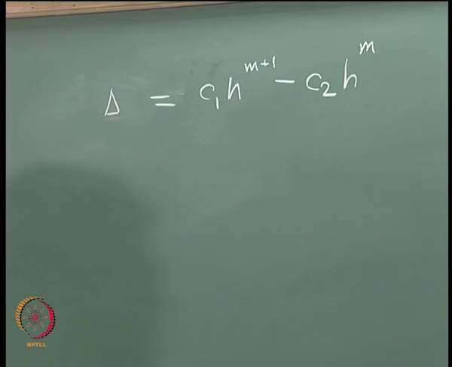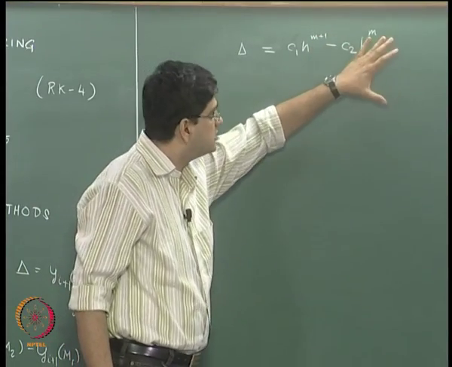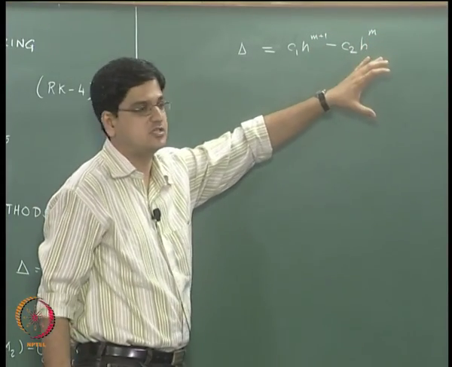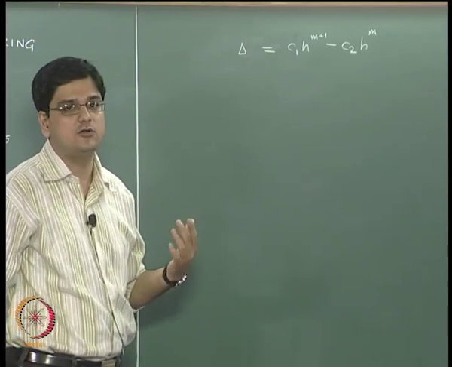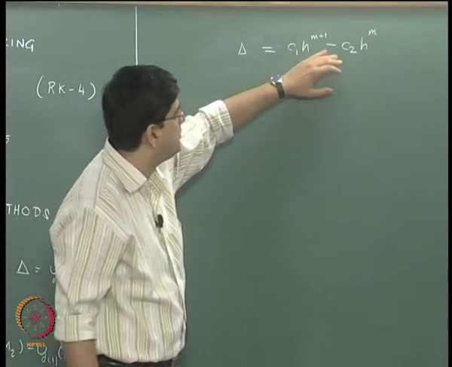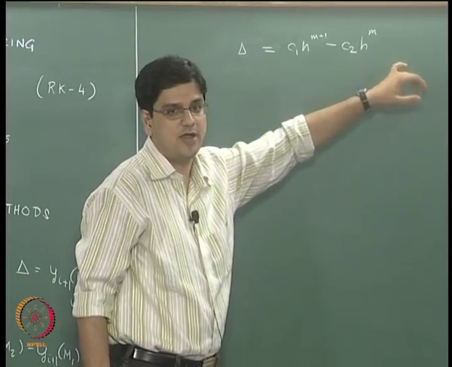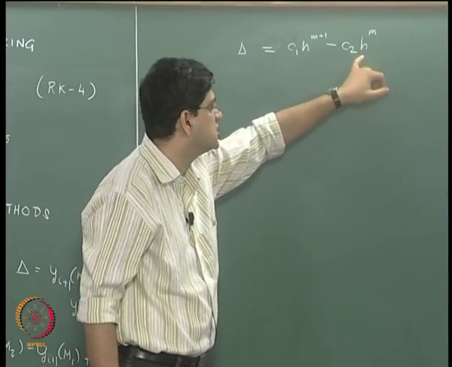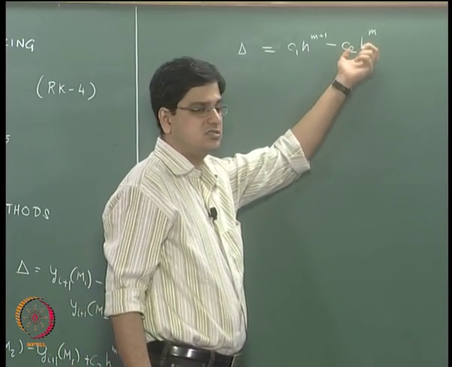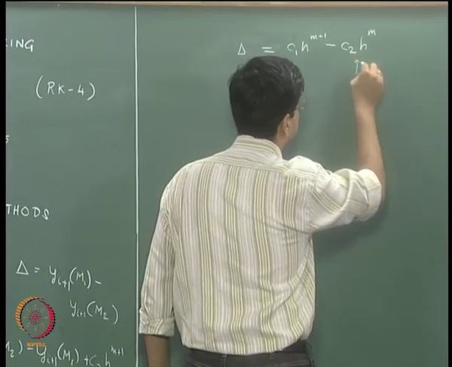Recall what we have been doing so far all the time. The term which has the least accuracy is the term that is going to govern how good or how bad our solution is going to be. The h to the power m plus 1 term is more accurate than the h to the power m term for very small values of h. As a result, this is the leading term that governs the accuracy.